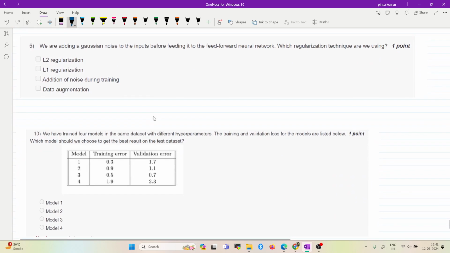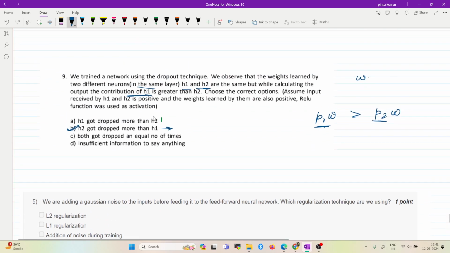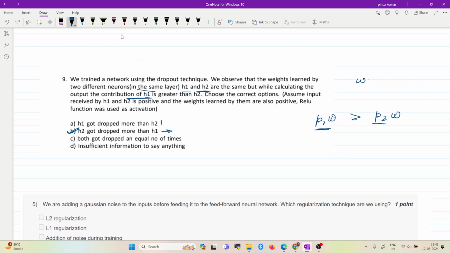So there are two more questions. We'll quickly finish them. Please repeat the previous question. Okay. So what it says is the weights that they have learned are the same. Let's say they have learned weights W and W. Now what it is saying is that the contribution of the first one is more than the contribution of the second, right?